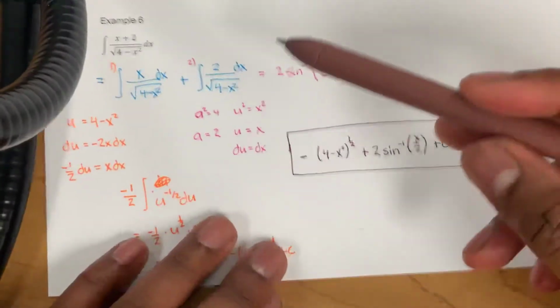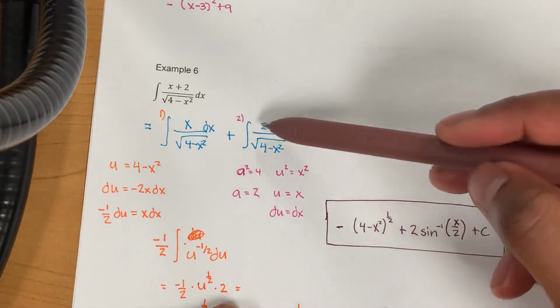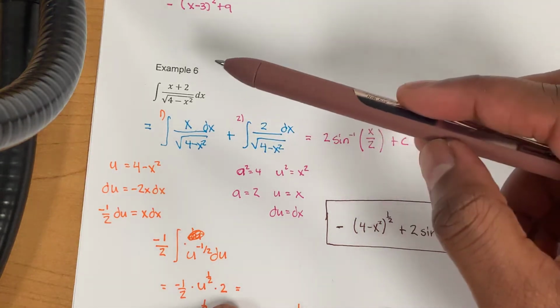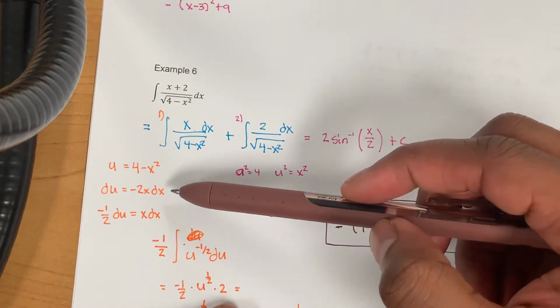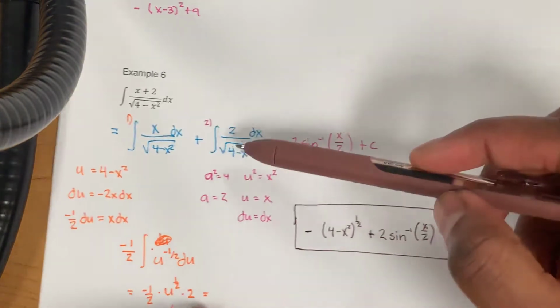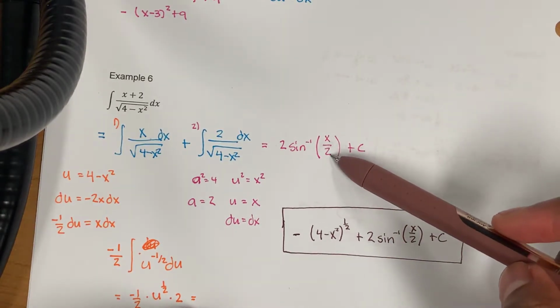So again, the trick that we did was we split this integral into 2 separate integrals that we could evaluate. In doing so, the first one gave us an integral that could be solved using u substitution. The second gave us an integral that could be solved using an inverse trig function.